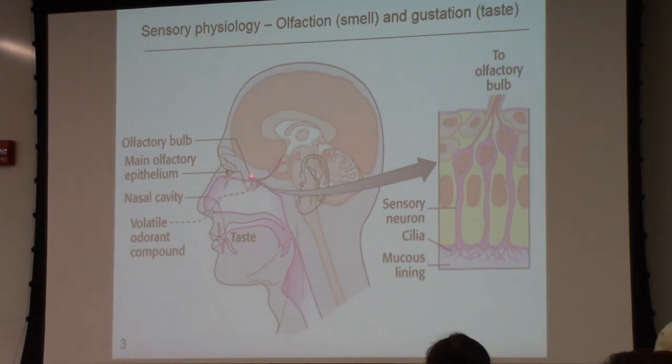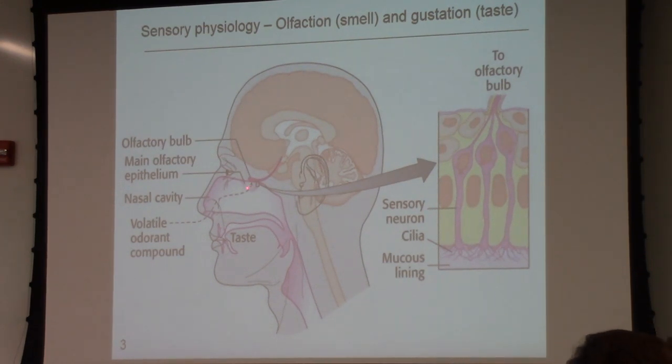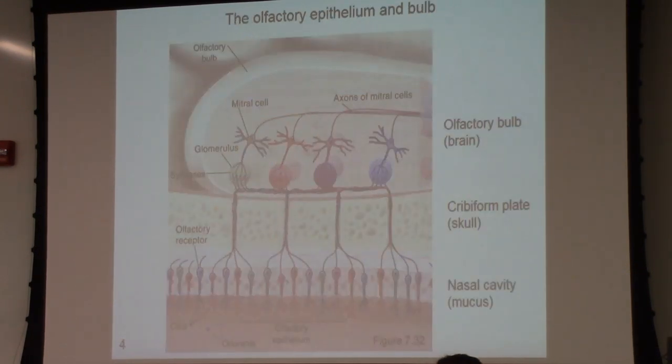And then make their first synapse in the olfactory bulb. The first synapse of the olfactory system is in the olfactory bulb. So an odorant enters your nose, binds to receptors on the cilia of olfactory sensory neurons, and that's going to cause the electrical change that we'll talk about momentarily.